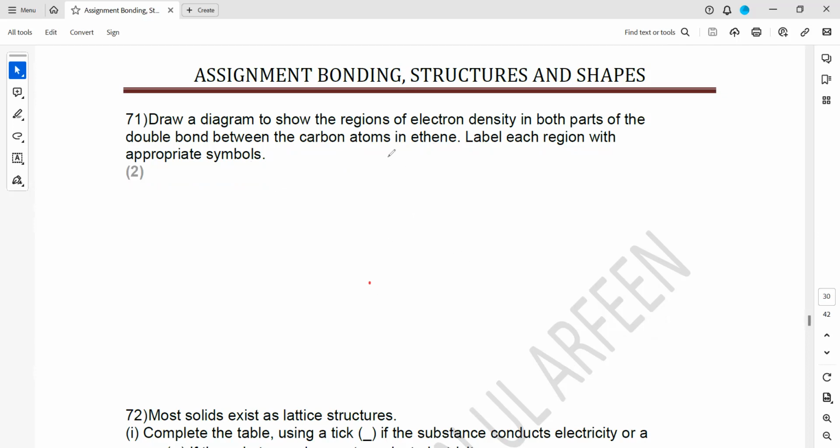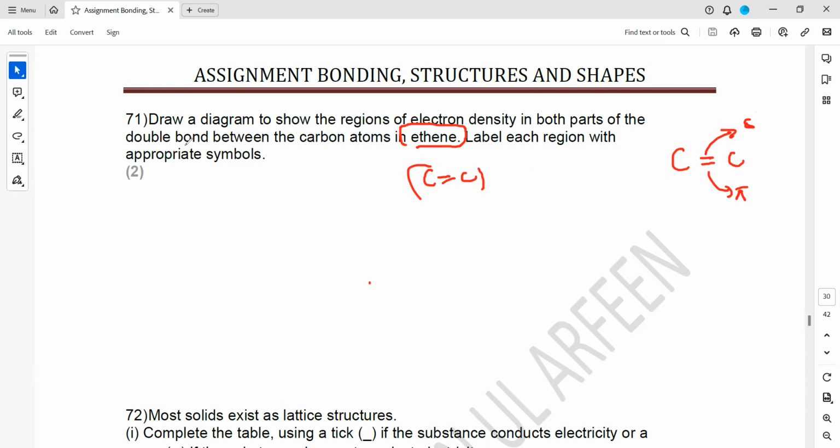So how can we represent it? It's ethene. Ethene means there's a double bond between the carbon atoms. And yesterday I explained whenever there's a double bond, one of the bonds is sigma and the other bond is pi. So how can we show the sigma and the pi bonds here?